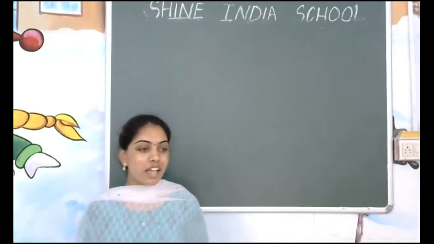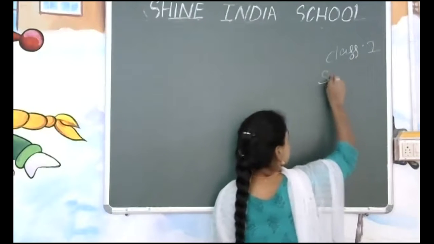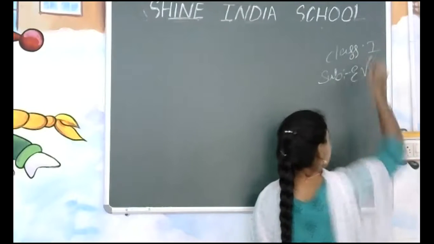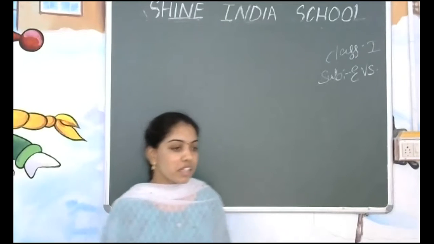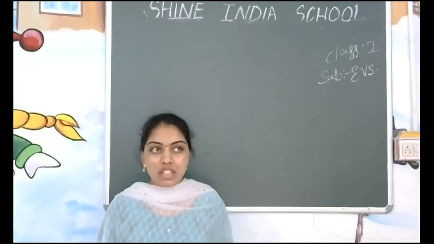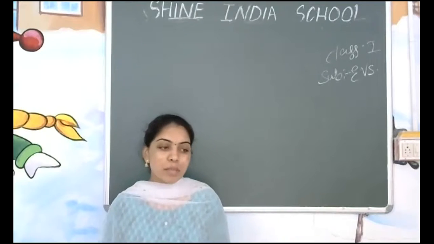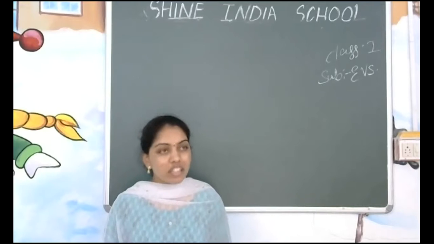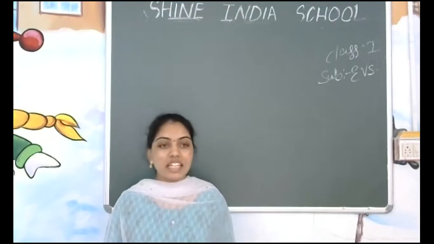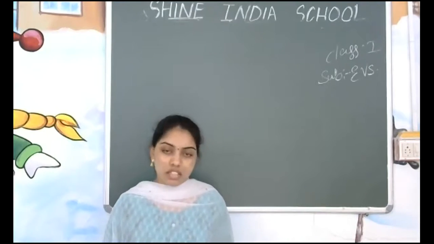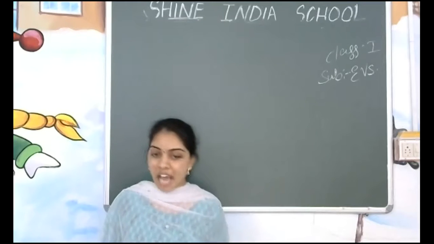We are the children of which class? Yes, Class 1. What is our subject? EVS. If you observe, in the previous class we discussed living things and non-living things. Living things can move, they can breathe, they can eat food, they can drink water. Non-living things do not move, do not breathe, do not eat food. All these things we have discussed.